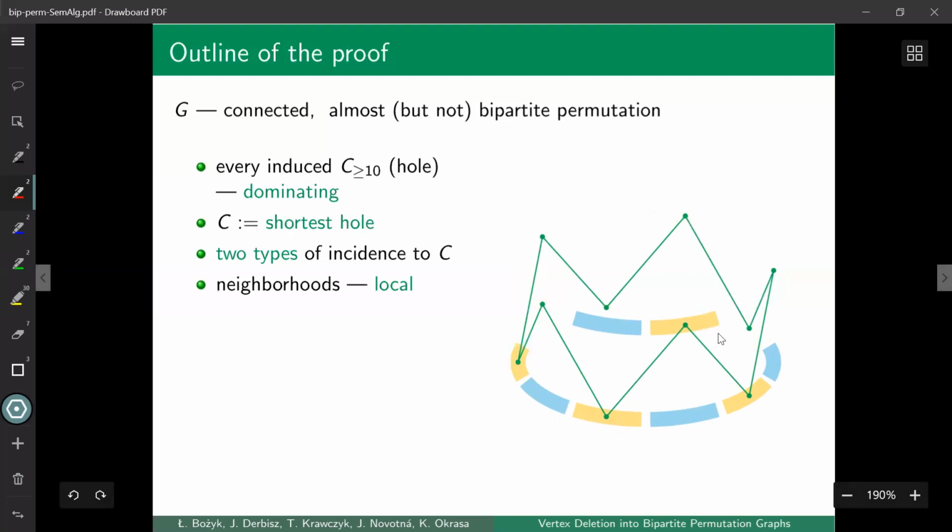Now, after we have these classes, we can prove that the neighborhoods of those vertices are in fact local, so contained in the nearest classes on the opposite side of our picture, because if there were neighbors far apart from us, we could have shortened our shortest hole. That's basically the idea. If we have an edge which connects two places in the graph which are far apart, we could make our shortest hole even shorter.